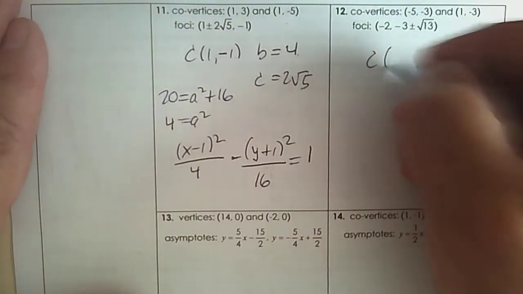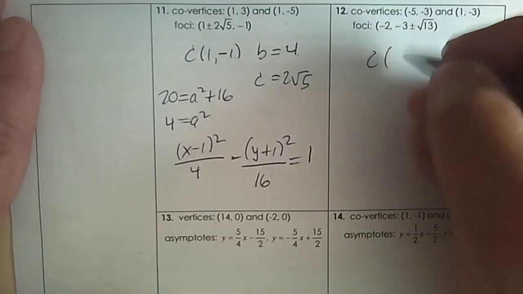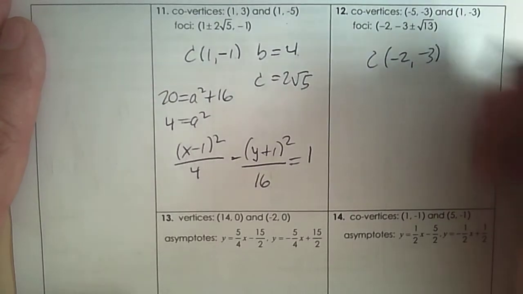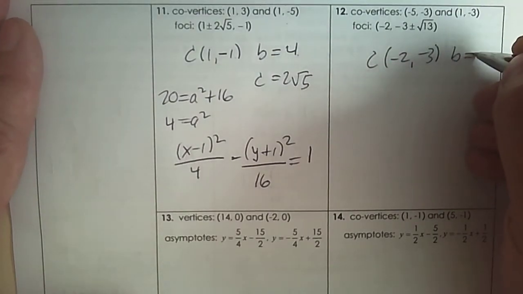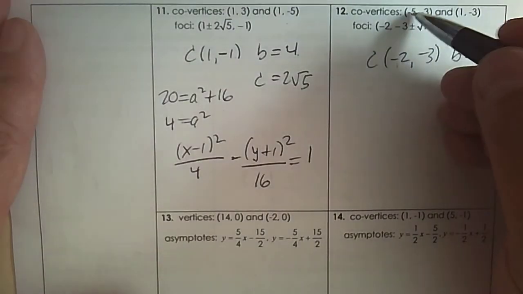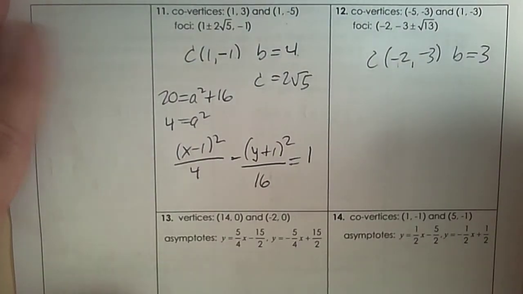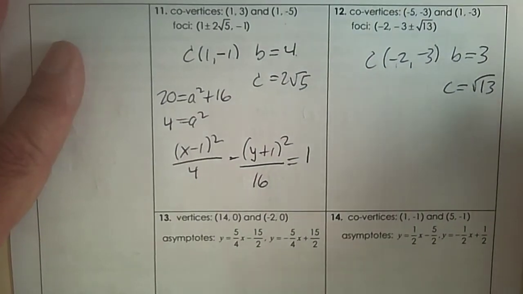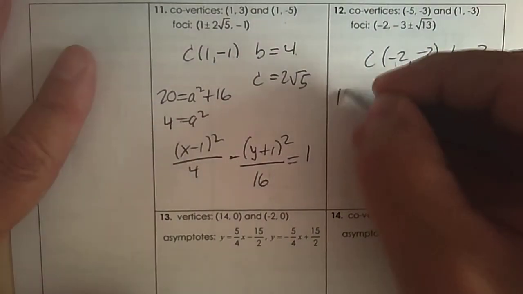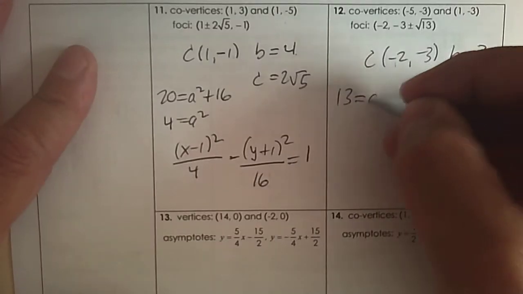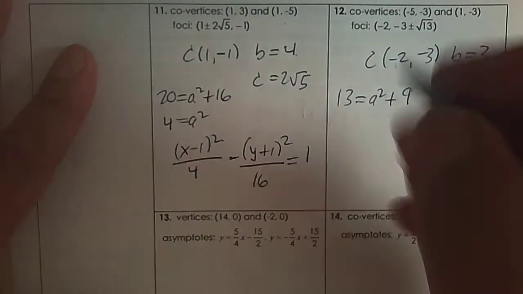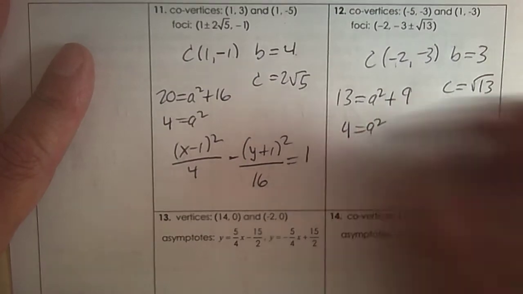Co-vertices again, center. Negative 5 to 1 is negative 4 divided by 2. Negative 3 would stay the same. Our b is the distance from negative 2 to negative 5, which is 3. Our formula, we need c, which is going to be the square root of 13 for the foci. And it's c squared is equal to a squared plus b squared. And 3 squared is 9. Subtract 9, and a squared is equal to 4.